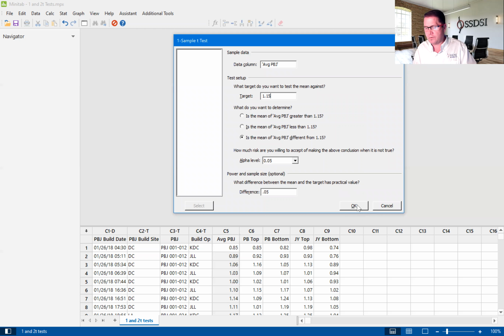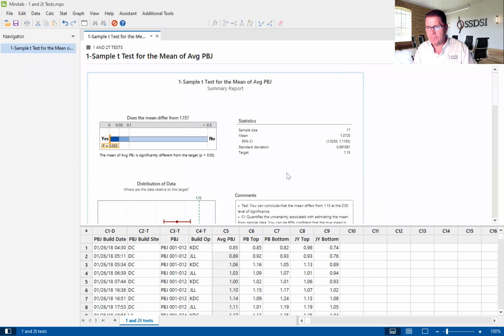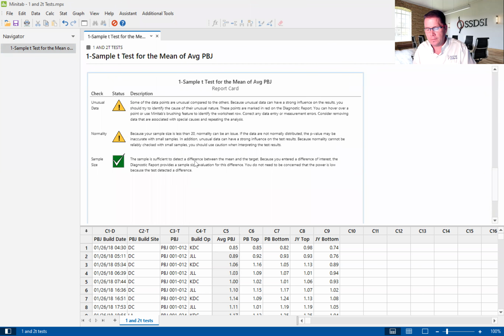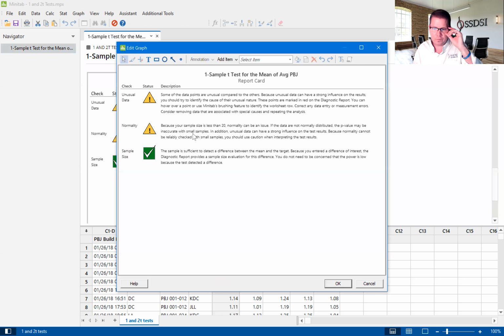So we've got our dialog box all filled in. Let's hit OK. All right, let's go all the way down to the bottom. The last graph, but we always do it first, or show it first.